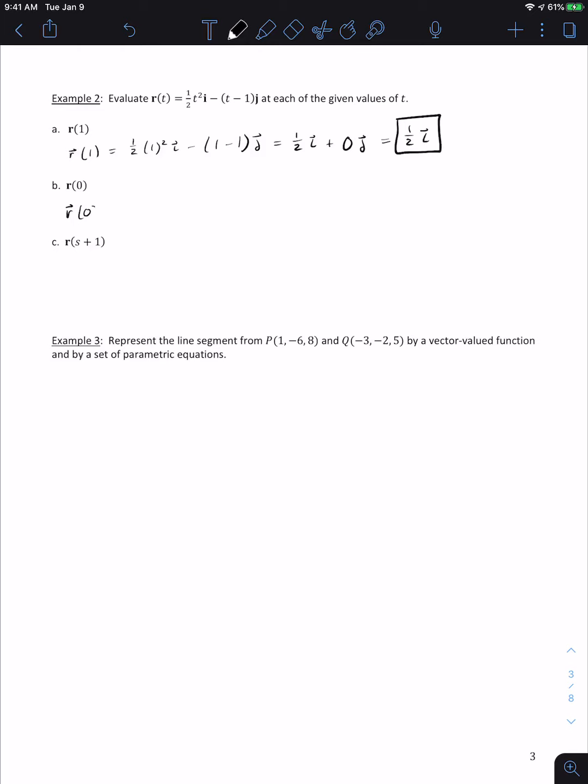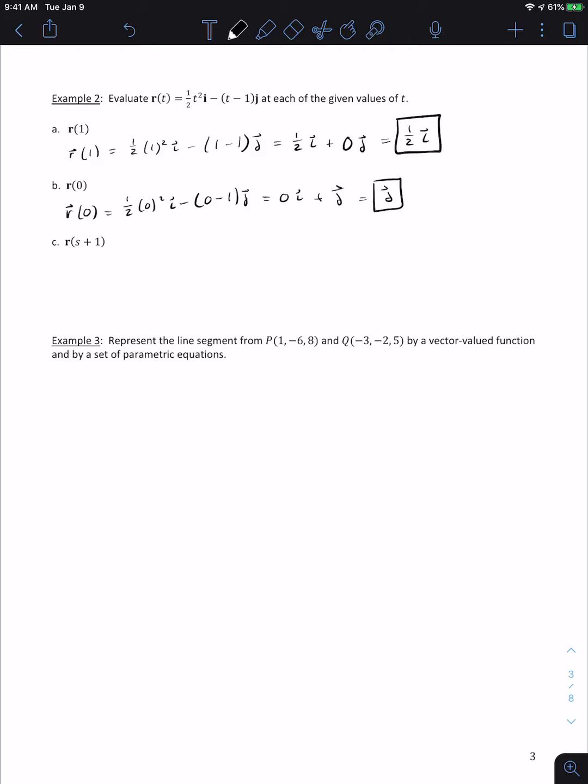Plug in 0. So I go 1/2 times 0 squared i minus 0 minus 1 j. So I get 0 i minus negative, so plus j. So in other words, I get j, which again is a vector.